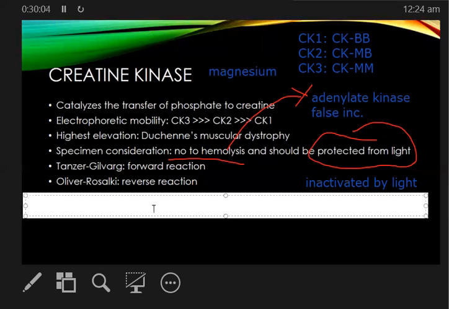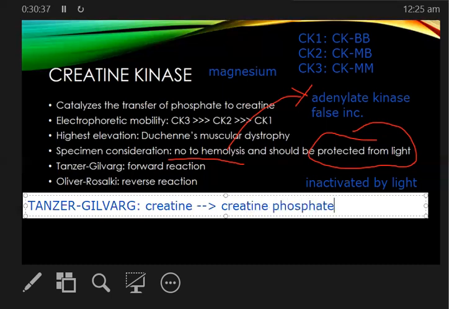Okay, so anyway, yes. All right, so let us discuss the different reactions. So first, we have your Tanzer-Gilvard reaction. So this is the forward reaction. So when we say forward reaction, so we have creatine. Okay, so it will be converted to creatine phosphate.